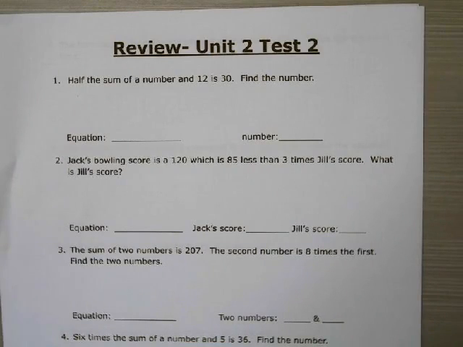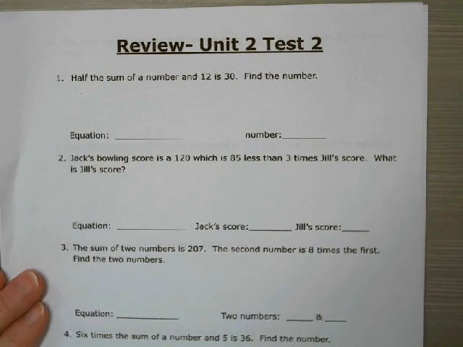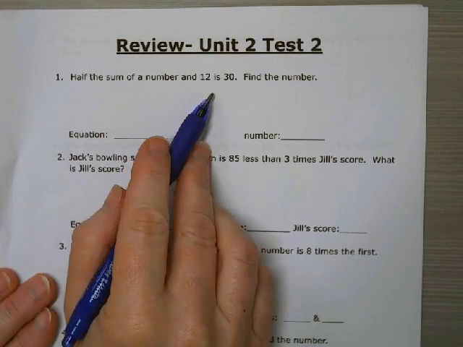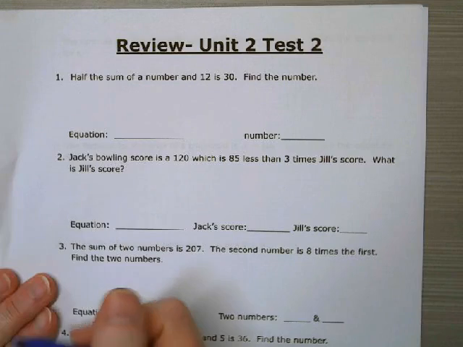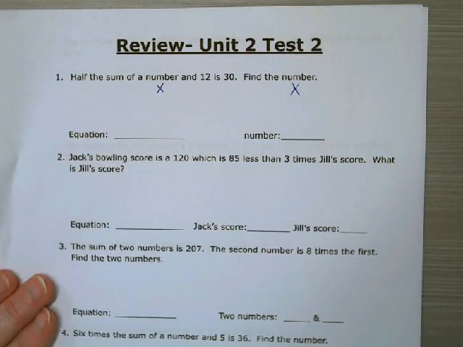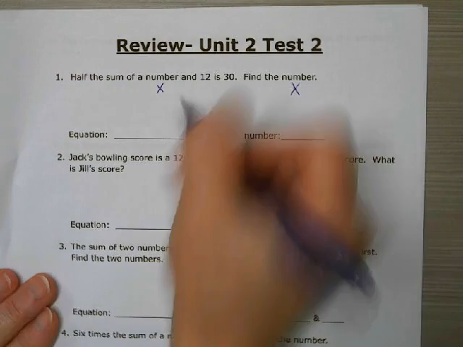Okay, so review for Unit 2, Test 2. We're going to translate and then find the answer. So half the sum of a number and 12 is 30. Find the number. So the number is our unknown. That's our unknown right there. So half the sum of a number and 12 is 30.